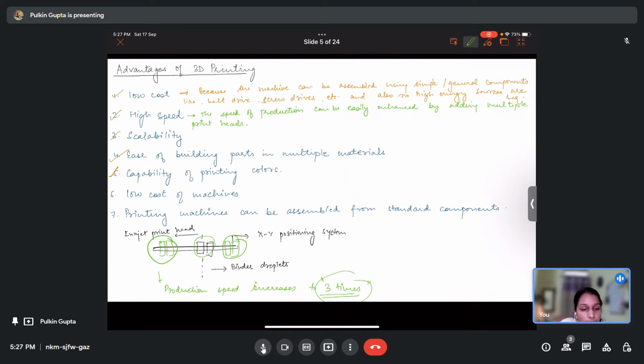And then you have the scalability. So in this context, what does scalability mean? Scalability means that the printing speed can be increased by adding another printhead to a machine, which is a relatively easy task. It is possible to add a larger amount of mass or larger amount of material over a considerable area in a shorter span of time.